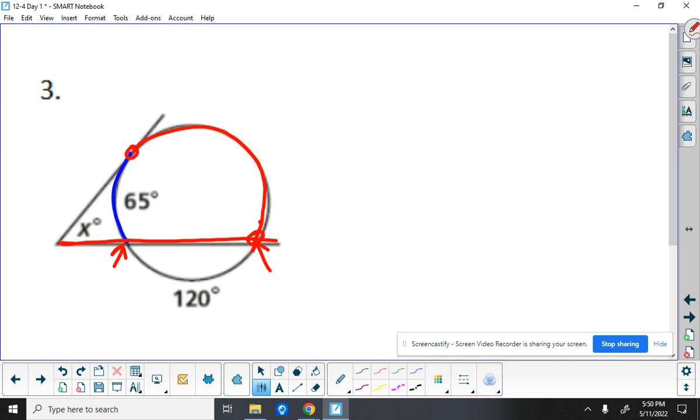I need to figure out what that measurement is. I know that down here I've got 120 degrees. Right there I got 65. All the way around the circle is 360. So I'm going to subtract the 120, and I'm going to subtract the 65. And that gives me 175 degrees for this arc right there.